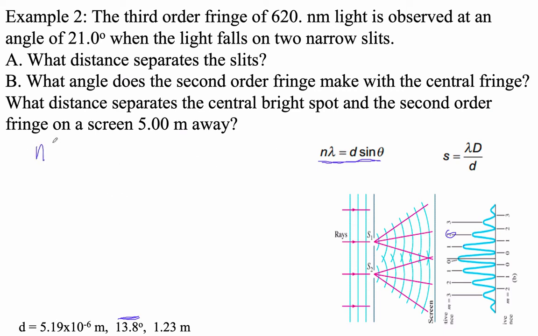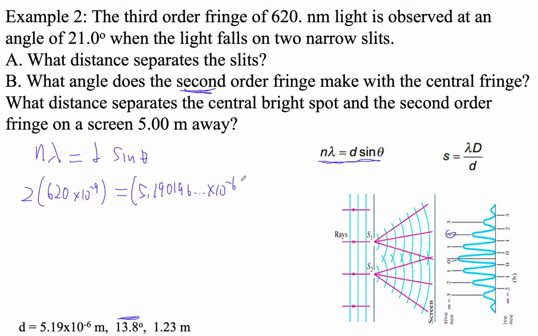So let's use this, okay? So n lambda is equal to d sine theta, and they're asking us about the second order, so let's put a 2 in for n. 2 times 620 times 10 to the minus 9th meters, right, is equal to, and then d we figured out was 5.190196, etc., times 10 to the minus 6th meters, right? We figured that out from part A. And then sine of theta. So let's figure out theta, right?